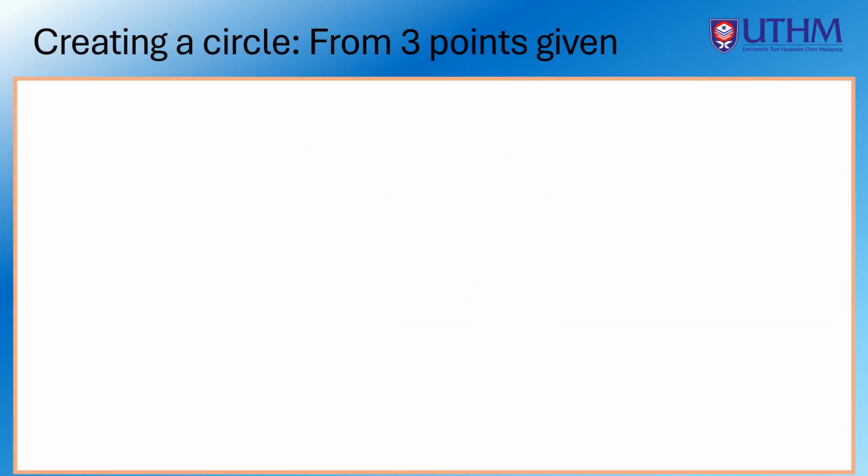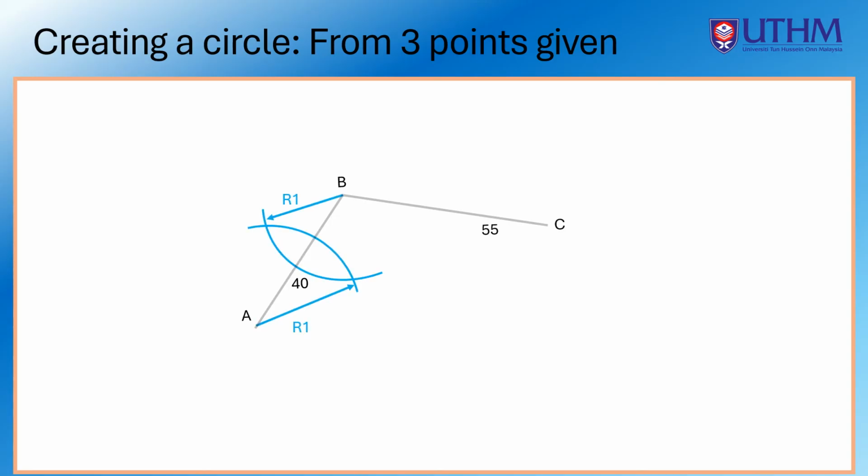To create a circle from 3 given points. Let's say you have 3 points A, B, and C, and a straight line is drawn that connects points A, B, and C. Let's say the distance from A to B is 40 mm and the distance from B to C is 55 mm. A dividing line that divides AB and BC is constructed to have an intersecting point at O. So now you divide AB and BC using the previous method that you have learned to have an intersection at point O.